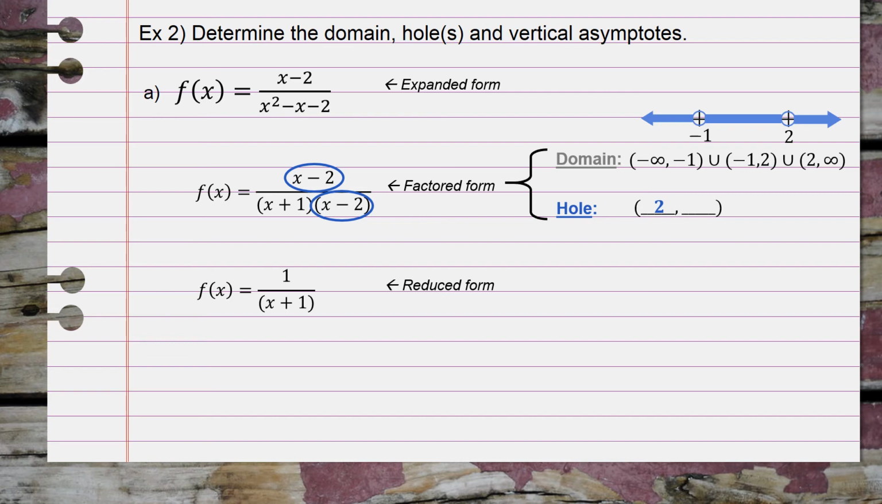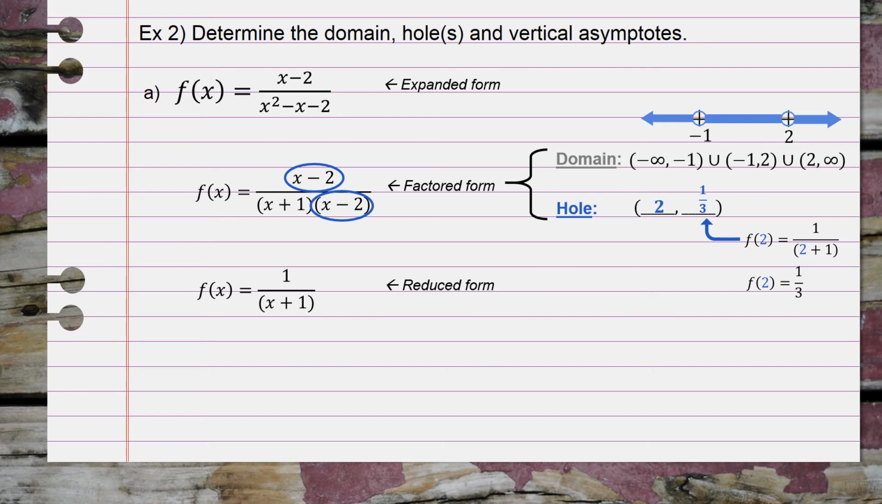Since we have the reduced form, I can now find my corresponding y value. We plug in the x value, which we found to be 2, into the reduced form. So f of 2 equals 1 all over 2 plus 1. When I simplify and evaluate the fraction, I find the result to be 1/3, which means the hole will appear at 2, 1/3.